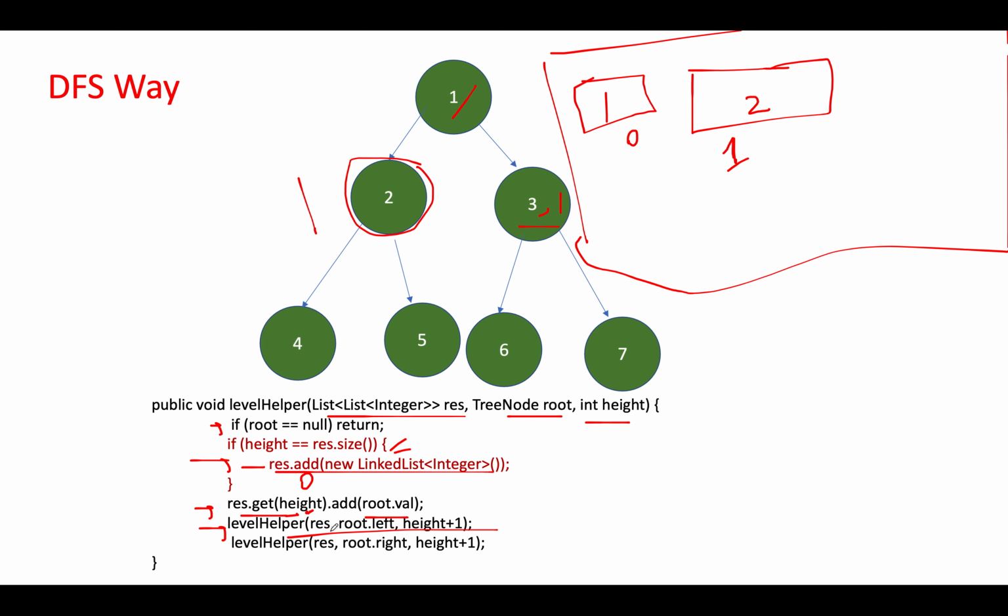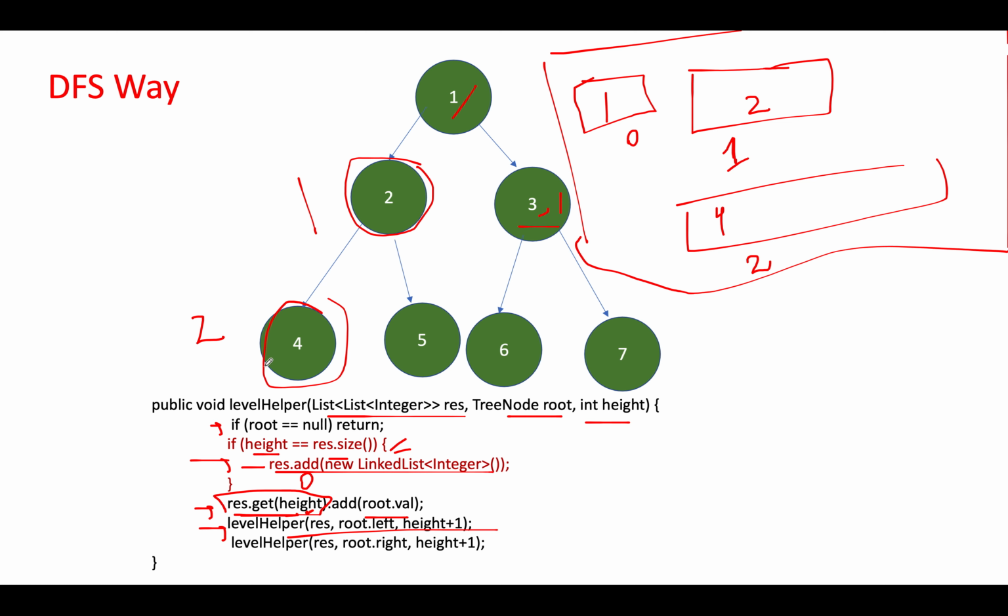Result, we'll pass in the result, root dot left, which is 4, and the value of height would be 2 this time. So let's check: the height is 2, result dot size is again 2, so this marks the beginning of another level, which is at the index 2. So we'll extract that level, result dot get level 2, and we'll add 4 to it, so 4 gets added. And let's continue the iteration.